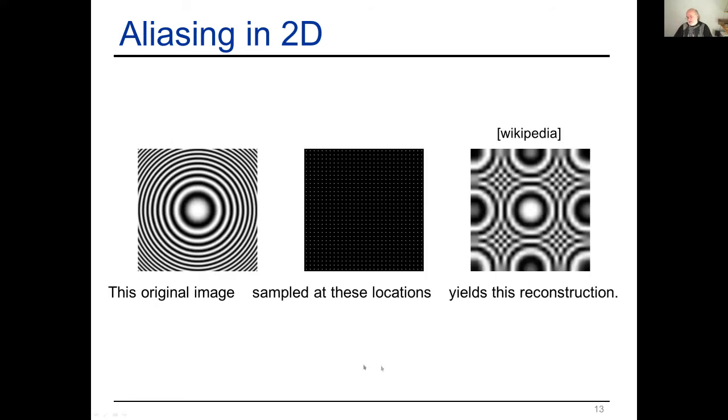In 2D, this is how things look. This is a rotationally symmetric function. It's kind of a sinc function here, right? The intensity drops, and it gets higher frequencies as I go out. And I'm sampling this with a 2D grid. So these are my pixel locations. And if I reconstruct from this sampling, obviously this sampling here is fine at the center, right? Because my frequency is much lower than the sampling frequency here.